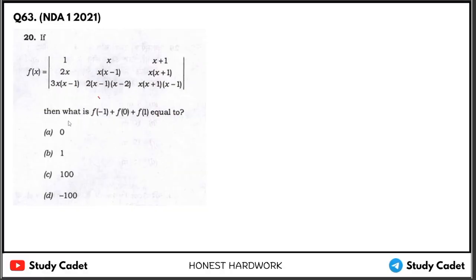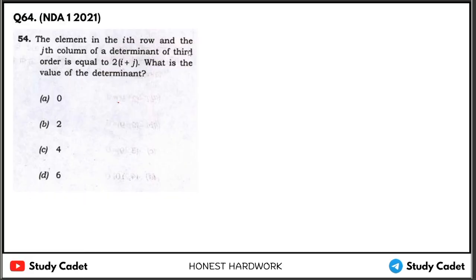If f(x) is this, f(-1), f(0), f(1). When we put f(0), it means x is 0, so the second row x x x will become 0, so this will be 0. When we put f(-1), x plus 1 will be 0, so x plus 1, x plus 1, x plus 1 is 0. One column is 0, so it will be 0. When we put x equal to 1, then the third row will be 0, so the answer will be 0.